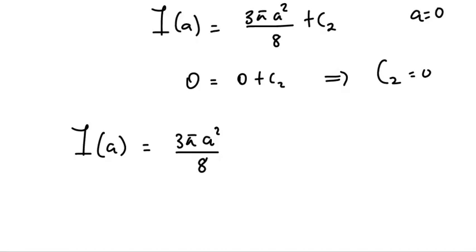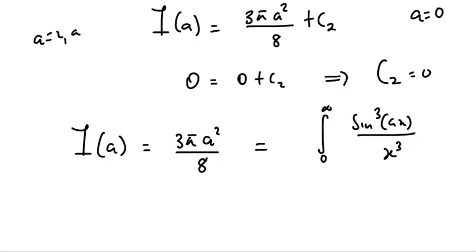Now remember that our original integral is the integral from 0 to infinity of sine cubed of ax divided by x cubed, where a is equal to 1, right? So this equals this. So you can see this is a very nice generalization, right? Which means that we can let a equals 2, we can let a equals 3, and so on. I'm going to get a nice solution to this problem, okay?